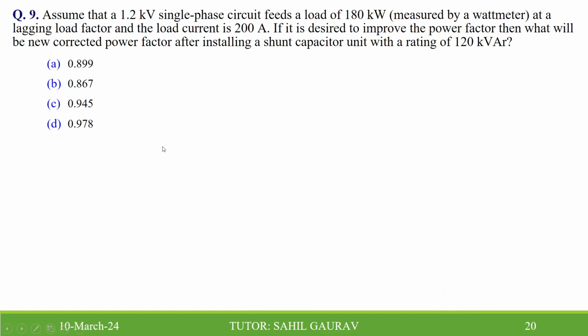Assume that a 1.2 kV single phase circuit feeds a load of 120 kilowatt measured by a wattmeter at a lagging load factor, and the load current is 200 ampere. If it is desired to improve the power factor, then what will be the new corrected power factor after installing a shunt capacitor unit with a rating of 120 kVAR? So be careful, this is a single phase circuit. For a single phase circuit, we can write the power equation.